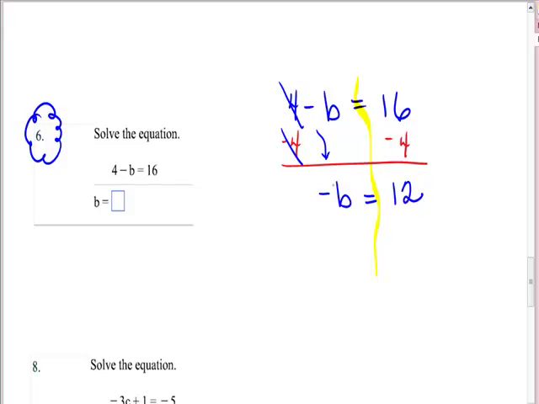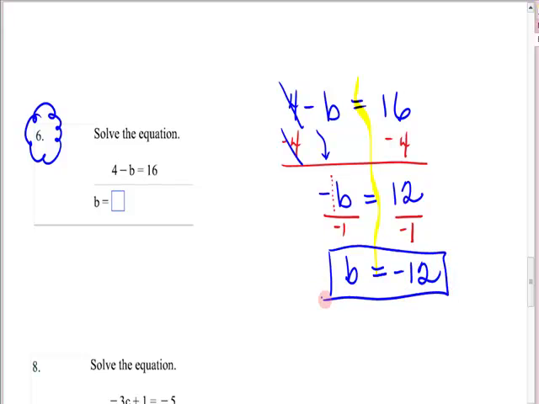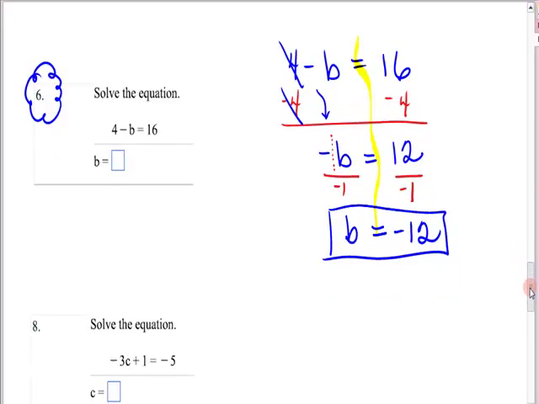So what's the coefficient? There's no constant. We took care of it already. The coefficient there is an implied -1. So I'm going to divide by -1. That means negative divided by negative is +1b is equal to -12. Your problem's not done when it says negative b equals. It's done when it says b equals.